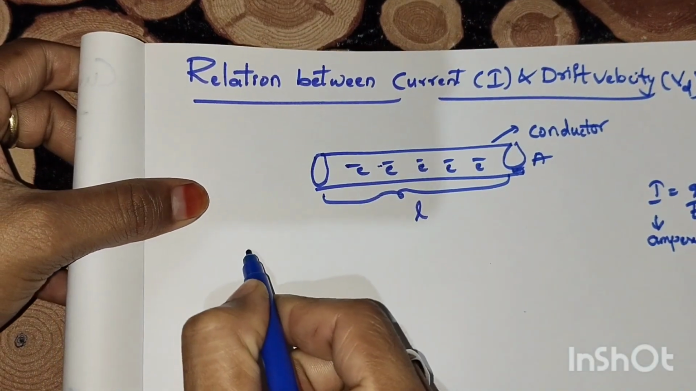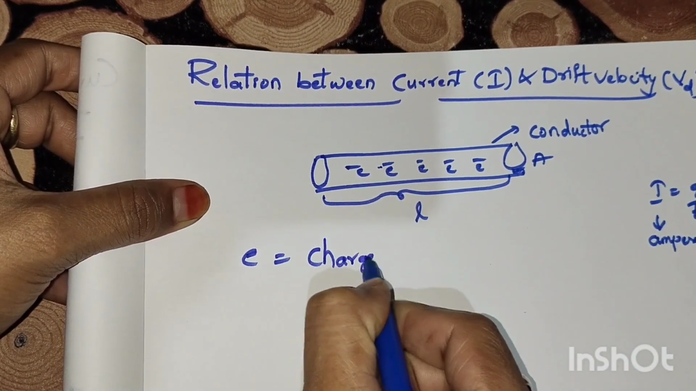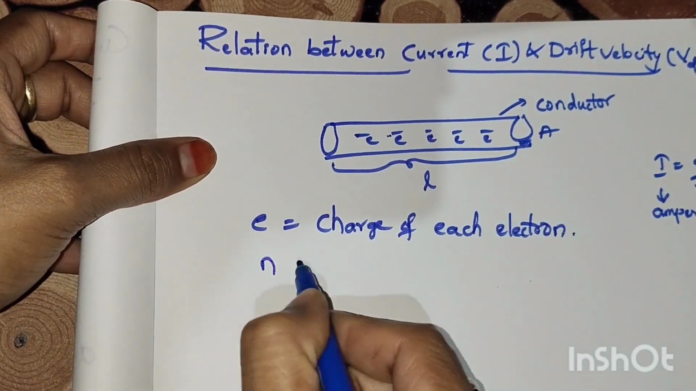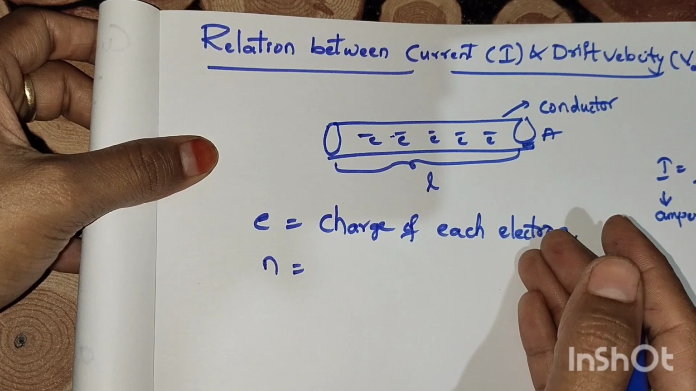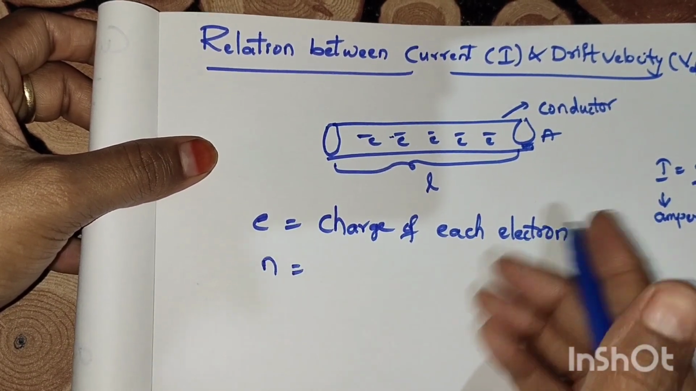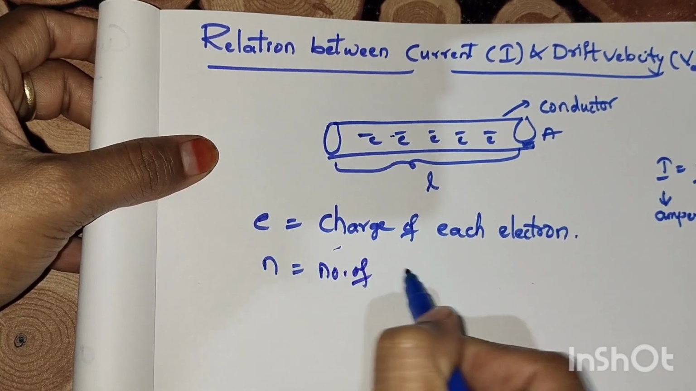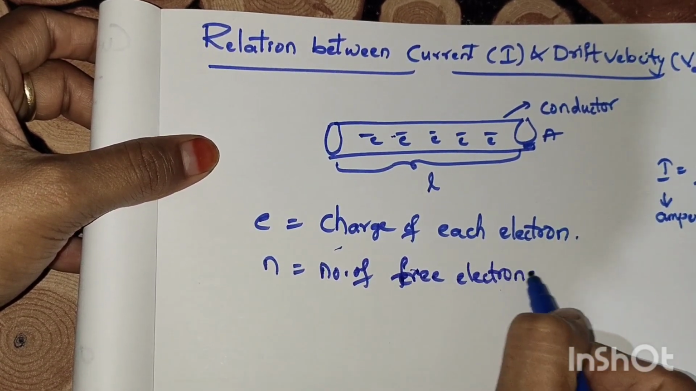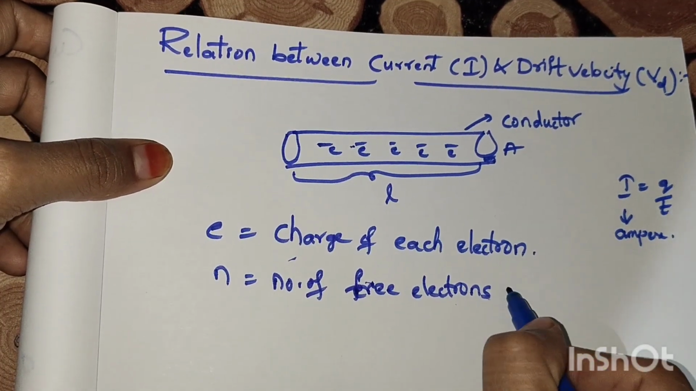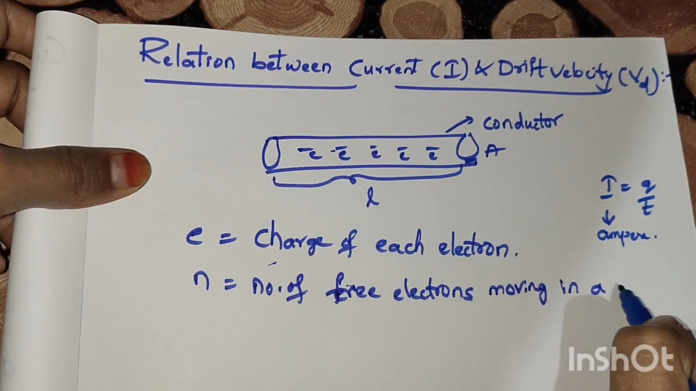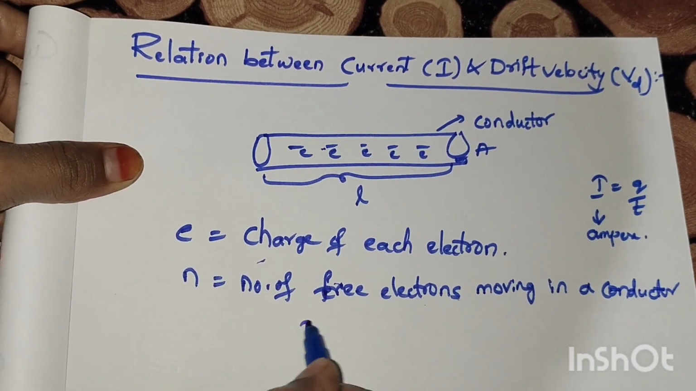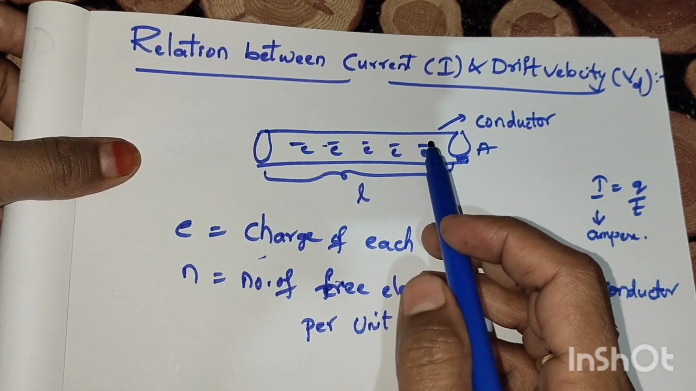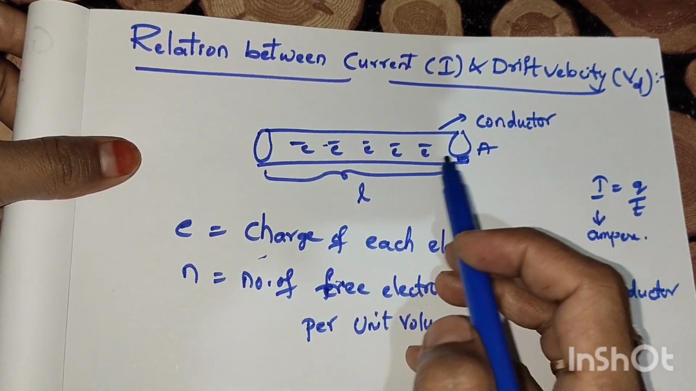E is the charge of each electron, and N, how many electrons are flowing through the conductor here? We don't know how many electrons are flowing, so we consider it as N. N is the number of free electrons moving in a conductor per unit volume. So as you all know, the electrons pass through the volume of the conductor when an electric field is given.